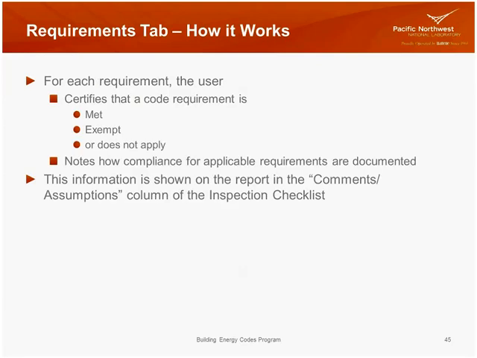So I've talked about how this requirements tab works, but here is a summary yet again. When you get in there, you have options to certify that code requirement. Either you're going to meet it, it could be exempt, or doesn't apply. And then that information gets transferred into the actual inspection checklist, but where it gets transferred is into the comments and assumptions column on that inspection checklist.